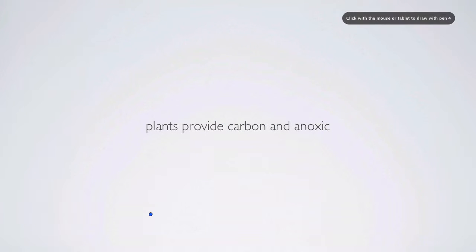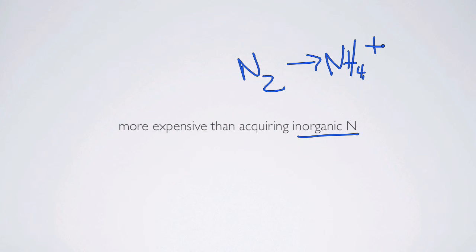The symbiosis is important for two reasons, and that's because plants can provide a lot of carbon to the bacteria and an anoxic environment. For the plant, though, providing carbon to nitrogen-fixing bacteria is a lot more expensive than acquiring inorganic N if it's available. So if inorganic N is available, it's somewhere on the order of 1/4 the energetic cost to acquire inorganic N than it is to actually fix N and turn it into ammonium. So in that sense, if inorganic N is around, there's not much benefit to using microbes to fix that N.